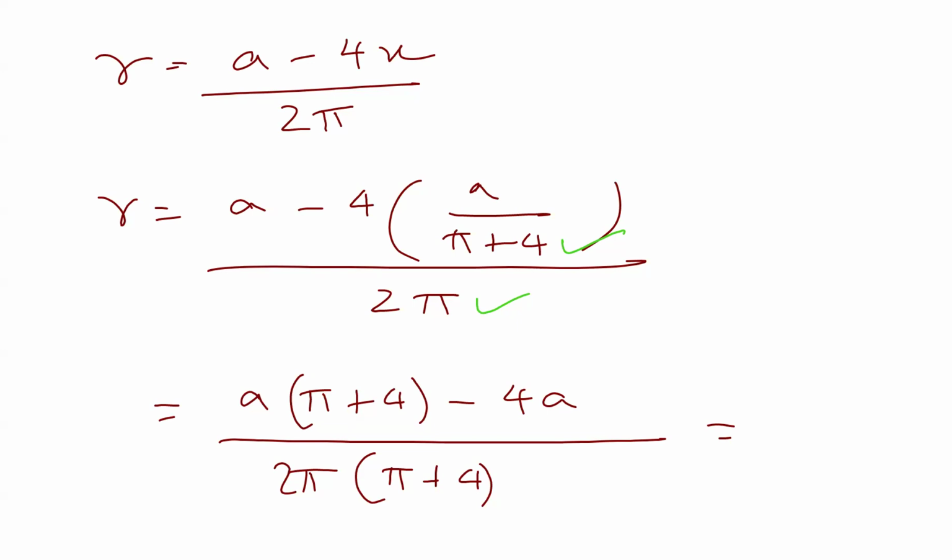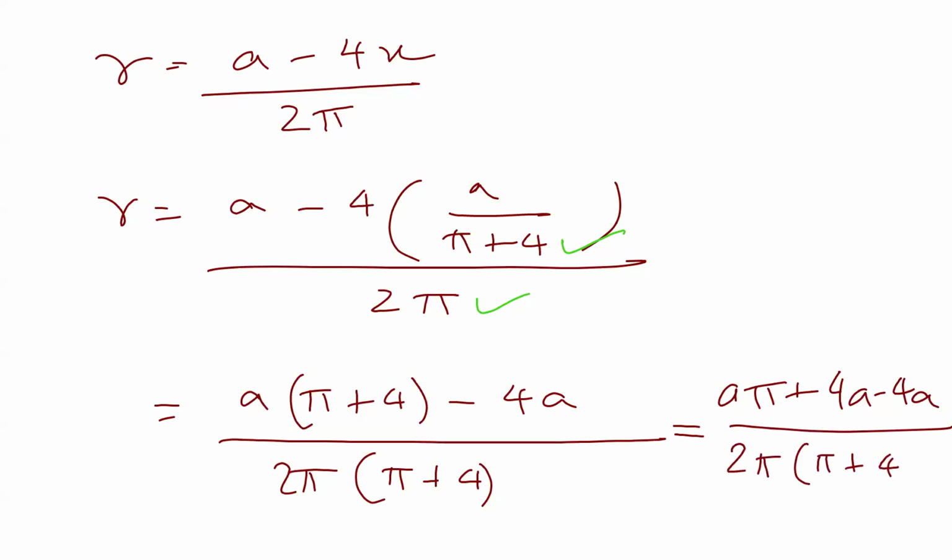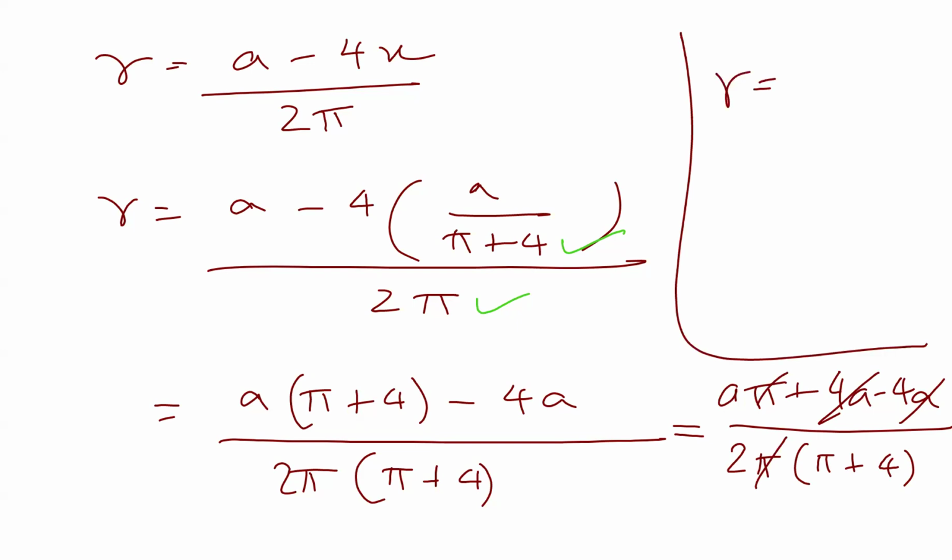So just open this bracket now. All calculations are there in front of you. a pi plus 4a minus 4a, over 2 (pi plus 4). So 4a is gone. Pi is gone. So R is equal to a upon 2 (pi plus 4). Yes. Are you getting the same value of R?